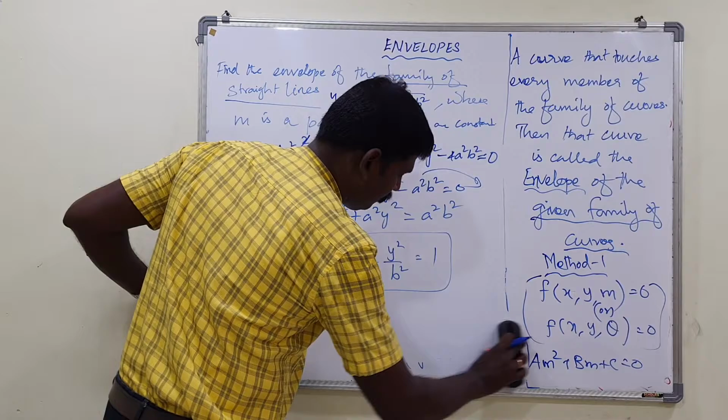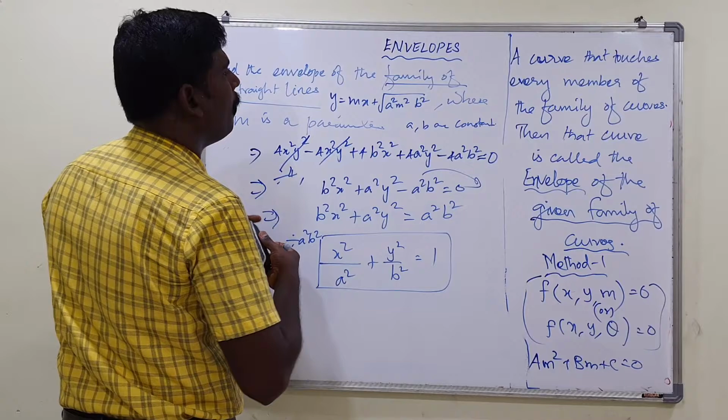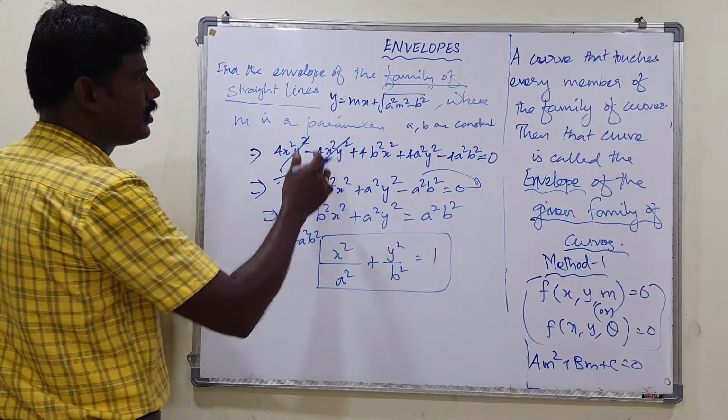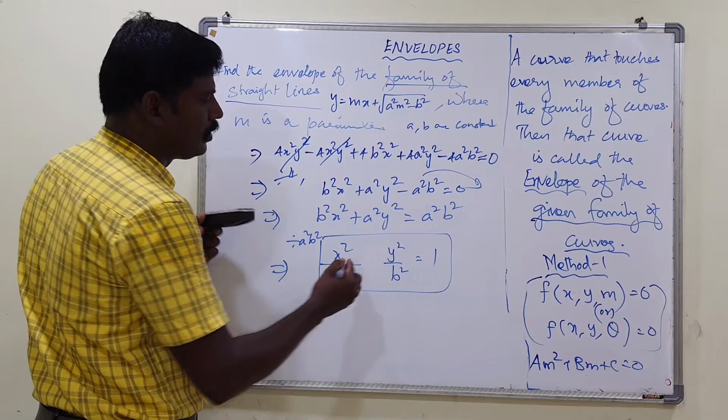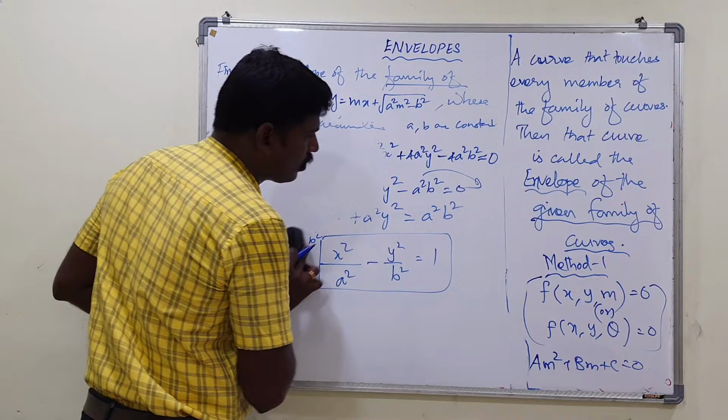Similarly, find the envelope of the family of straight lines y equal to mx plus root of a square m square minus b square. Then you proceed the same way, replacing this term by minus. Finally, you will get the answer x square by a square minus y square by b square is equal to 1, which is the standard form of a hyperbola. So do it as usual yourself, to get this answer. Let us go to the next problem.